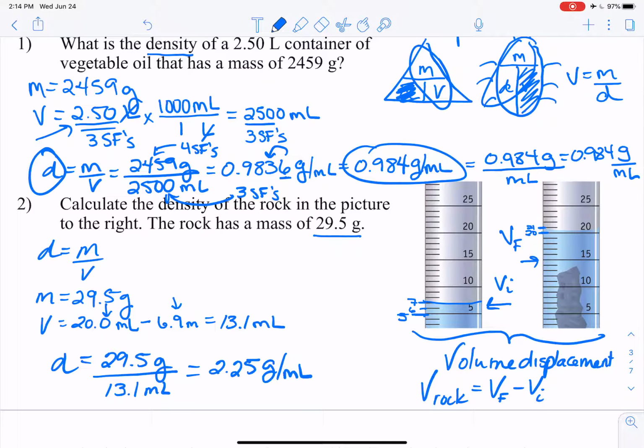Now the density of water is what? We learned that it is 1. And if the density of rock is 2.25, which is over double the density of water, the picture should make sense because it has the rock sinking. So whenever you're doing a problem, make sure your answer makes sense.